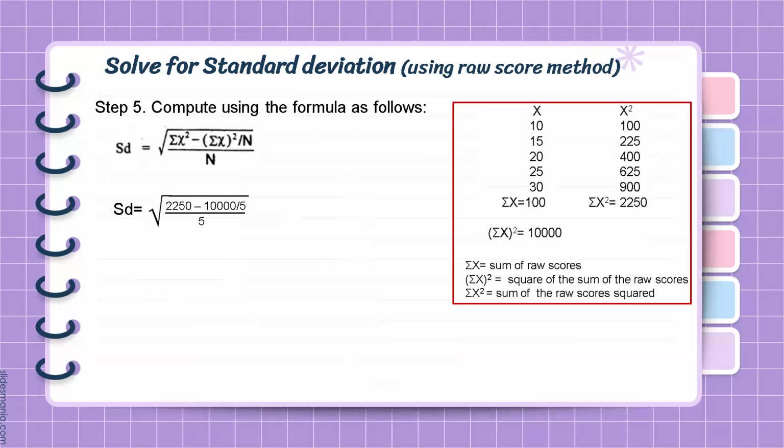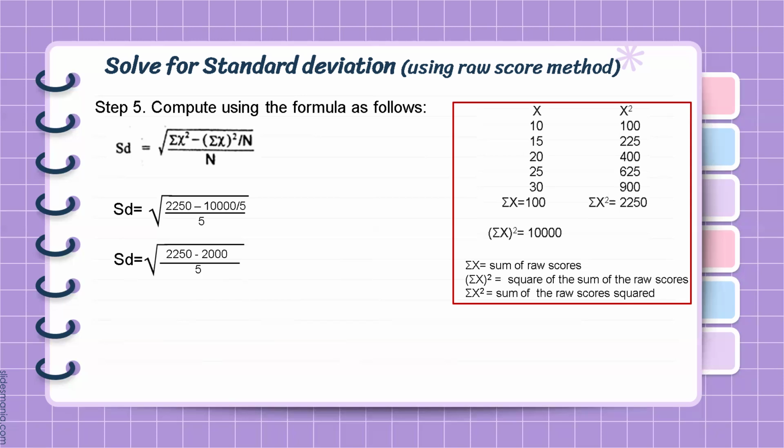Step 5 is to compute using the formula as follows. So we substitute in the formula. The sum of the raw scores squared is equal to 2,250 minus the quotient of the square of the sum of the raw scores and the number of scores. So we have 10,000 divided by 5, all over 5, which is the number of scores.